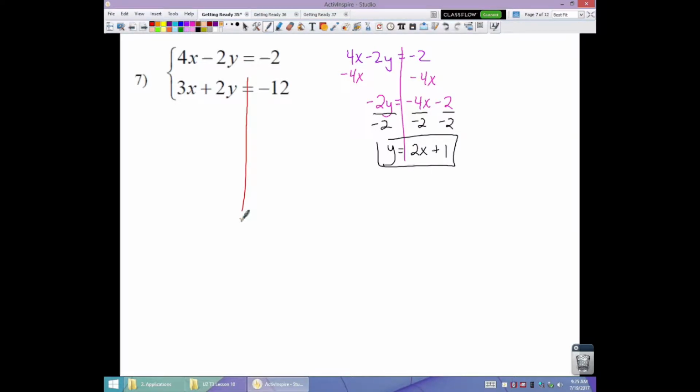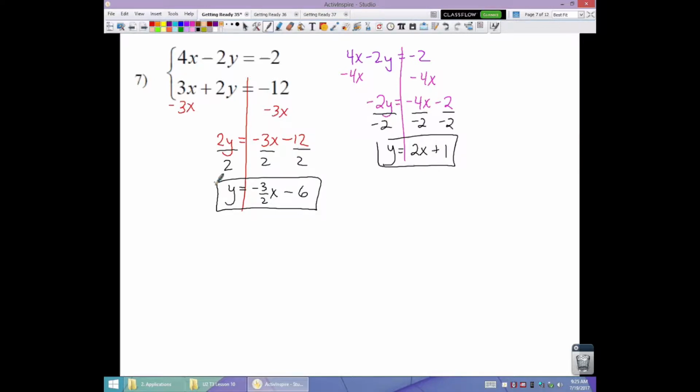The bottom equation, to isolate y, we'll subtract 3x, leaving 2y equal to negative 3x minus 12. Divide everything we see by 2. Y is equal to negative 3 halves x minus 6.